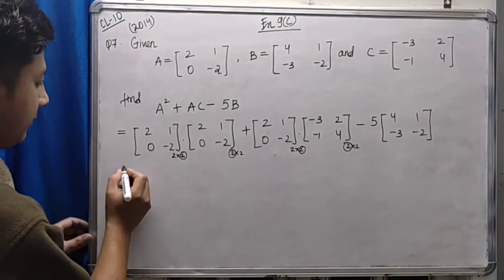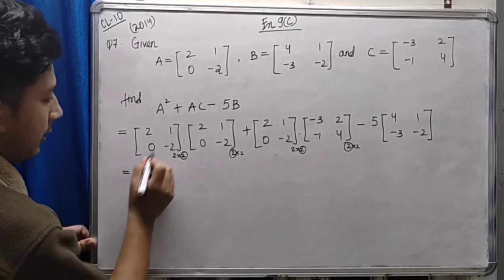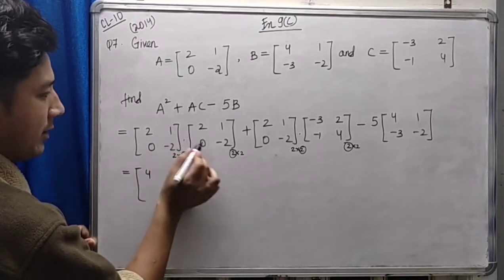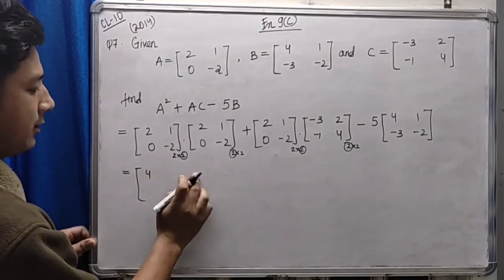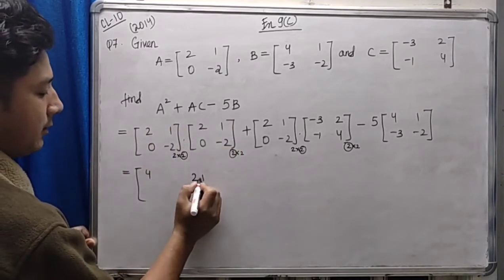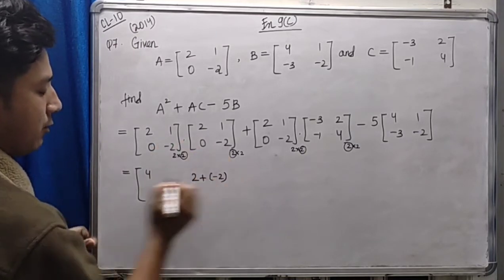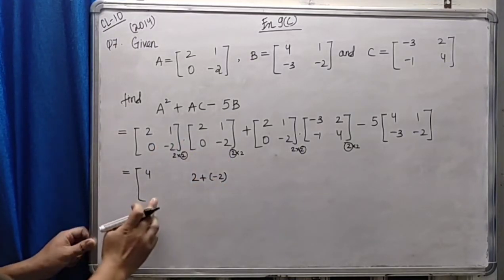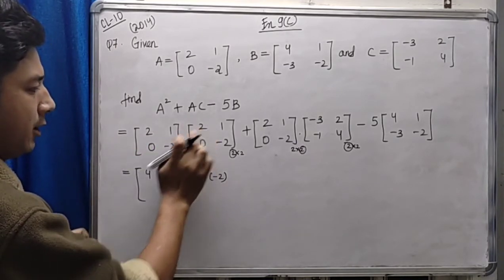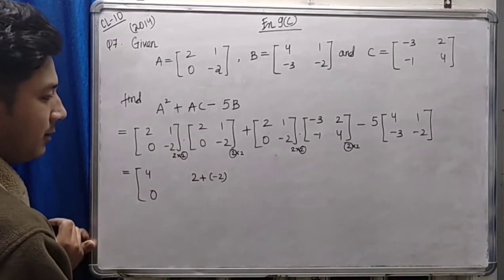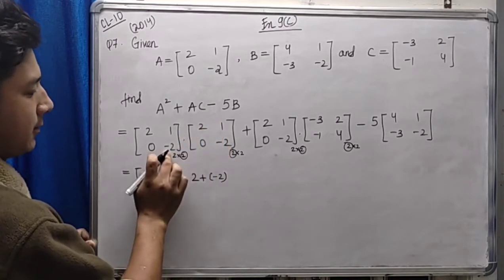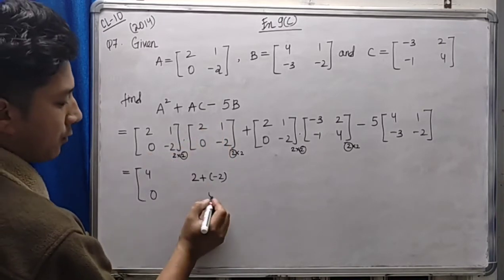So how will I multiply? In the last class I told you, this row with this column: 2 2s are 4, plus 1 into 0 is 0, so I'll not write. Now this element: this into this, 2 1s are 2, plus 1 into minus 2 is minus 2. Now the third element, second row, first column: 2 into 0 is 0, minus 2 into 0 is 0, so it is going to be 0. And then the last one: 0 into 1 is 0, plus minus 2 into minus 2 is 4.